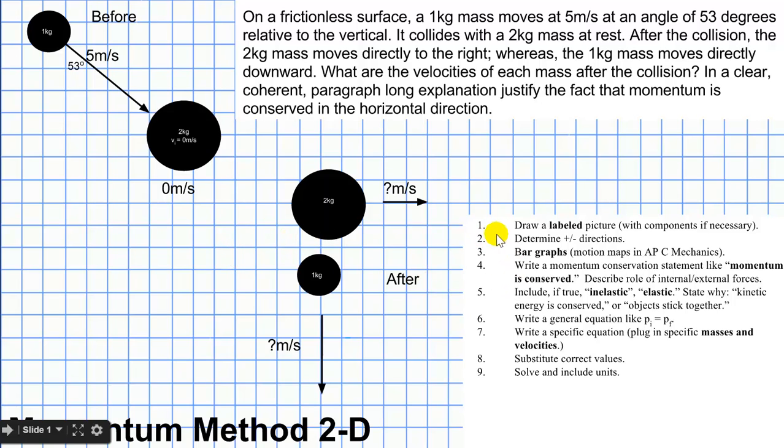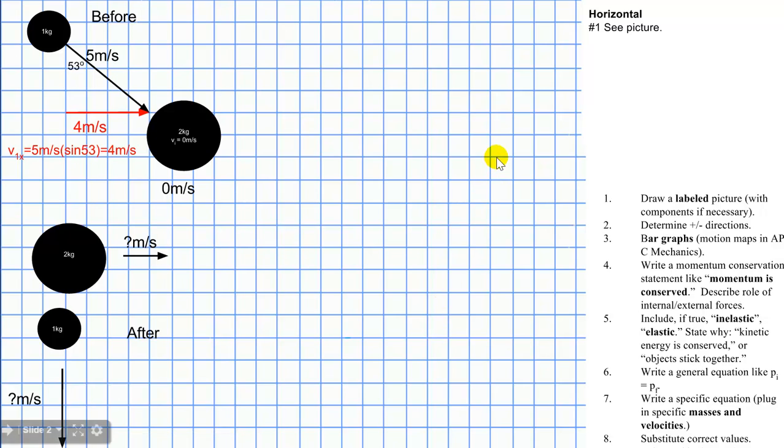So we will follow the momentum method in 2 dimensions. Let's start off with the horizontal direction. The first thing we're supposed to do is draw a labeled picture with components.